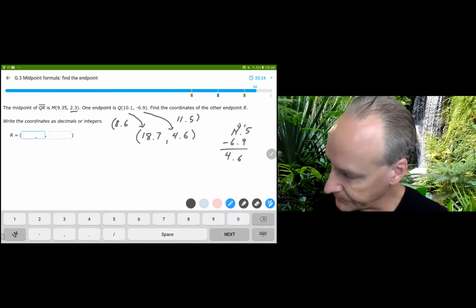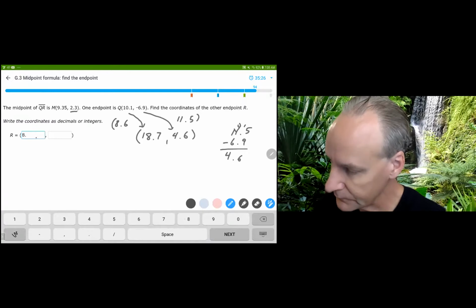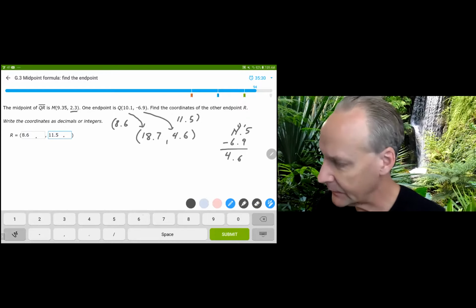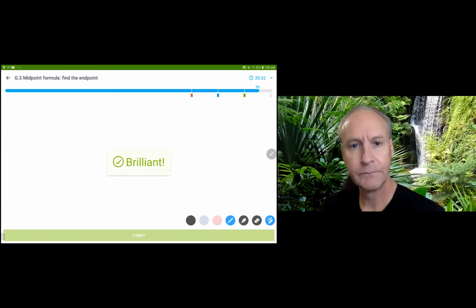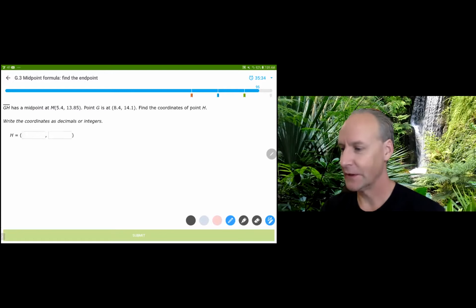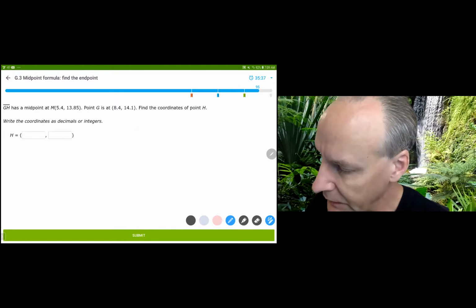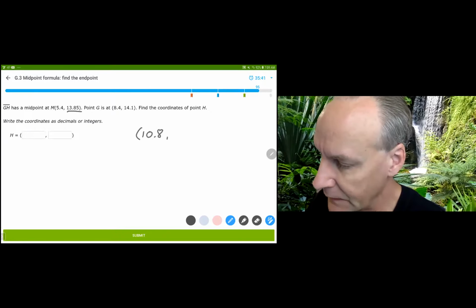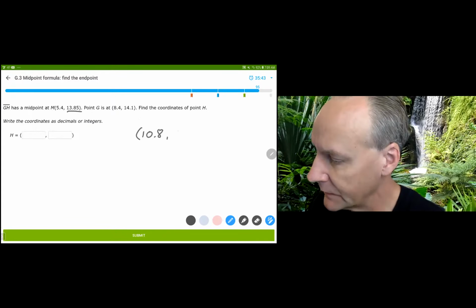8.6 and 11.5. I feel like I've been on this for a long time. Let's see if we can't finish it up. Double my midpoint is 10.8. And double the 13.85, that's going to be 27.7.